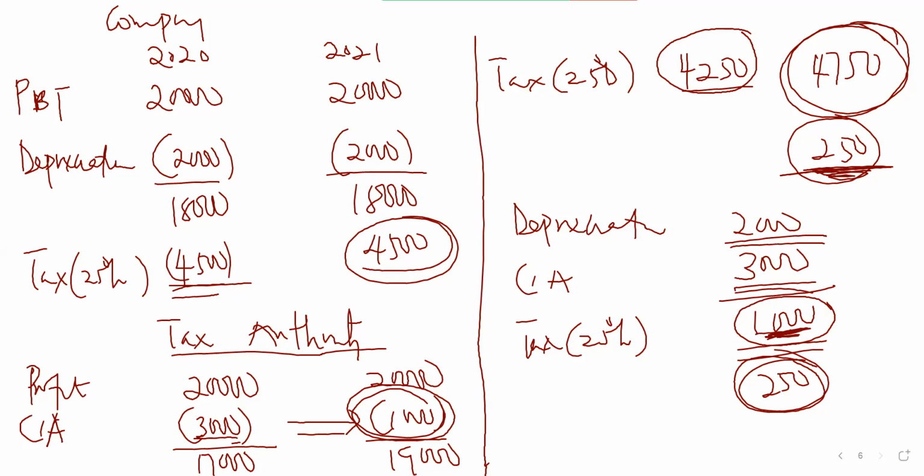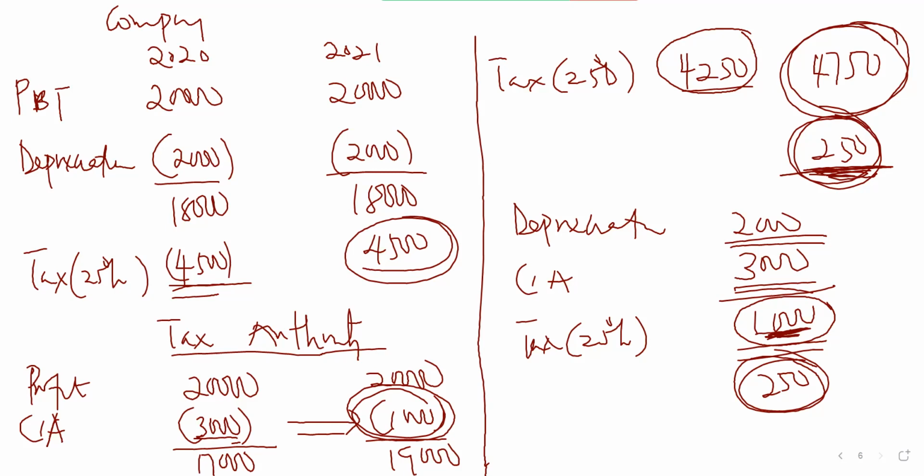We use the accrual concept. The assumption is that this extra 250 will be paid in the subsequent year. So since we know that we are going to pay it, let's make provision for that particular amount. That's what we do. That is a deferred tax.